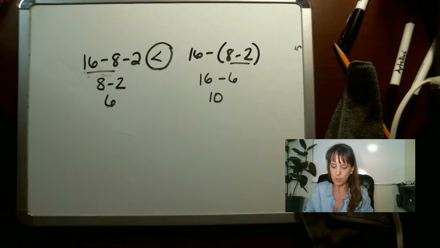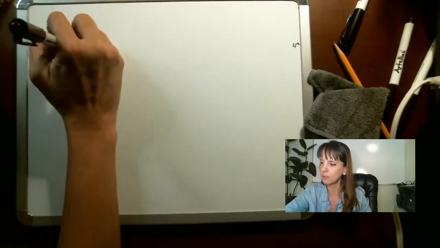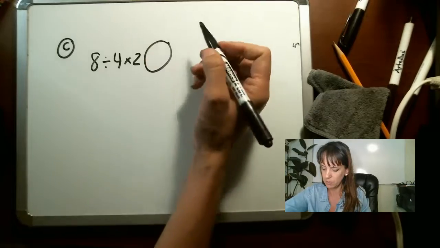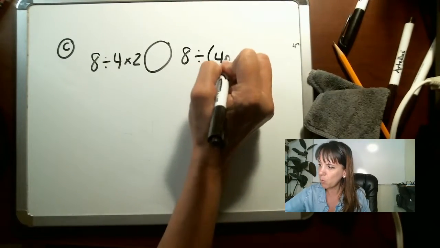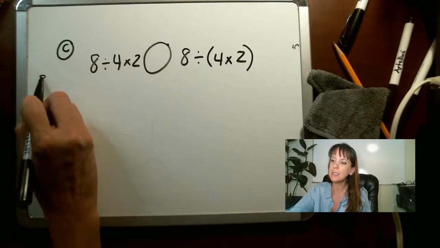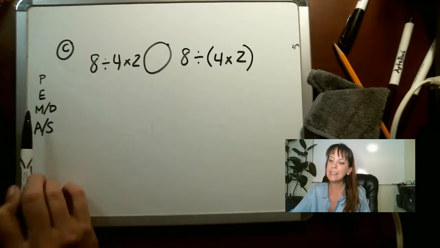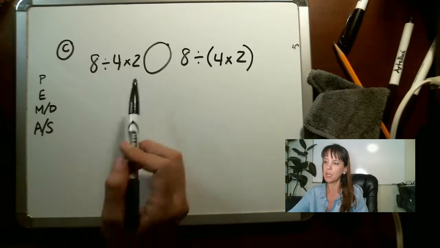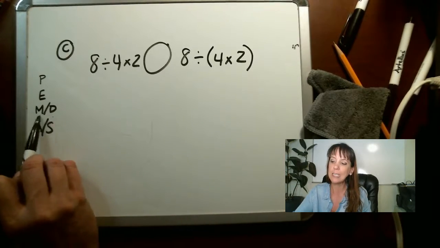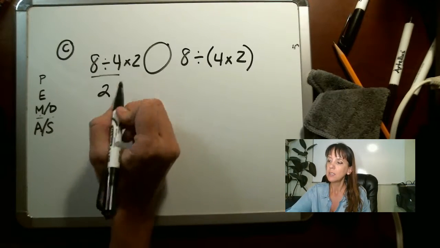All right, so we're on C now. We have 8 divided by 4 times 2, with a big circle, then 8 divided by 4 times 2 with parentheses. First things first, we go in order. It's please excuse my dear Aunt Sally. In this case, multiplication and division are the same. So even though multiplication comes first in the phrase, we don't do it first. Since they're equal, we do the division part first, okay? 8 divided by 4 gives us 2 times 2.